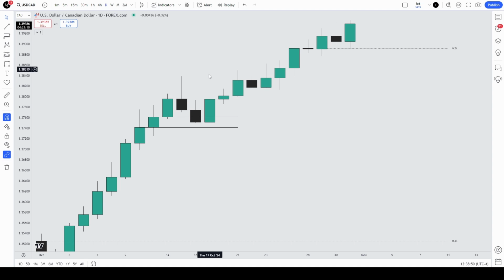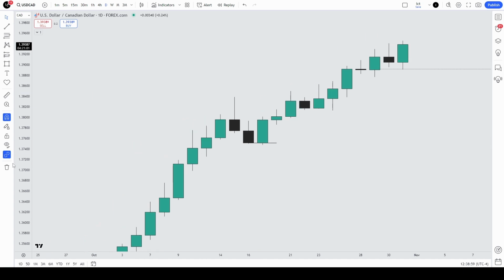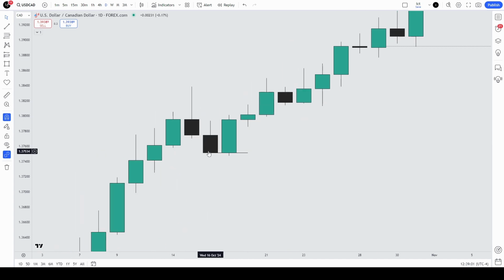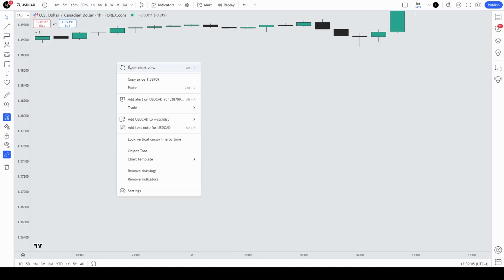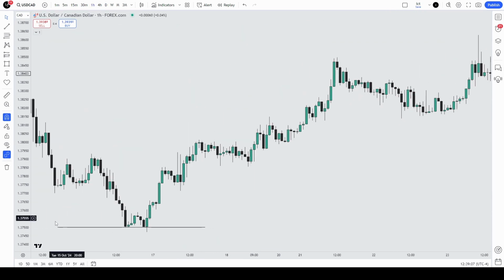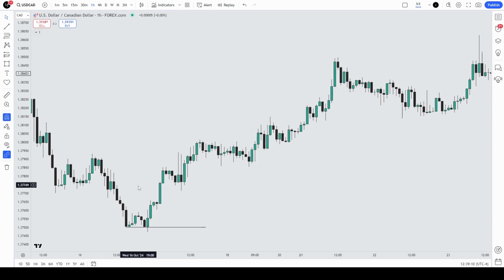Once we trade back down into here and we take out a previous day low, we are now looking for buys, because remember I said we want to buy below the candle. Buy below the previous candle, the previous candle being the previous day low. If you drop into the hourly chart, you can see the previous day low gets raided and then we rally.